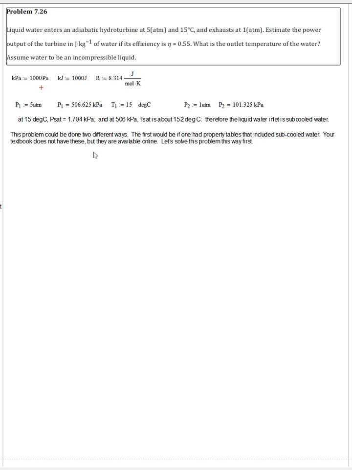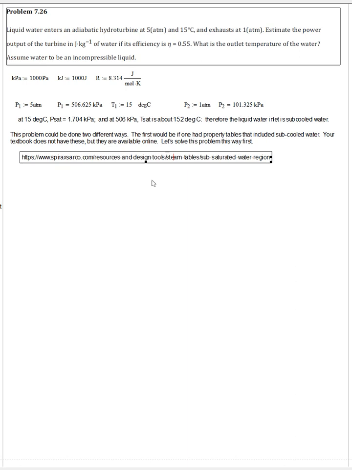Now, when we're dealing with subcooled liquids, like I said, there's 2 ways that we can do this. The first way that we'll do it is if we happen to have property tables that include subcooled water. The only problem is we don't in our textbook, and I don't think we do in any of the Perry's handbooks or some of the other very simple online steam tables that you can get a hold of. But there are resources that have properties of subcooled water.